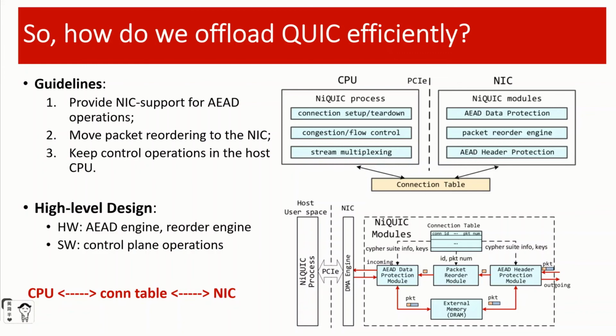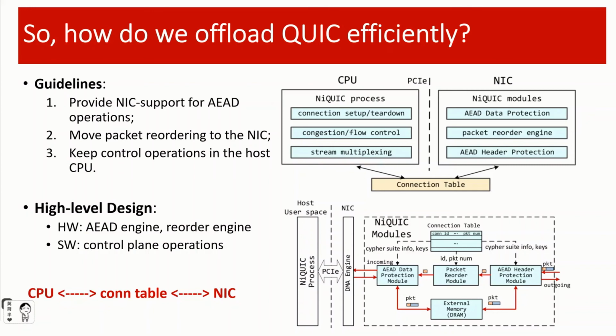So the findings above lead us to 3 high-level guidelines when we want to offload QUIC onto SmartNIC efficiently. The first one is we need to provide a crypto engine on the SmartNIC to save CPU resources on the software side. And second, we might also want to move the packet reordering engine onto SmartNIC for the same reason. And third, because QUIC is quite a complex protocol, we want to keep the control plane operations on the host CPU, as the SmartNIC is really limited in resources.